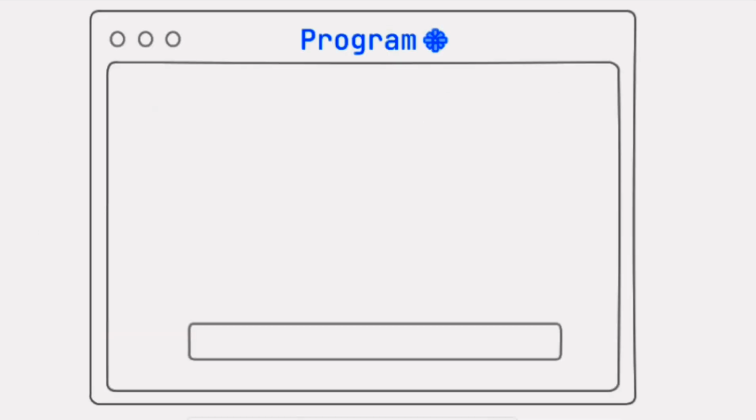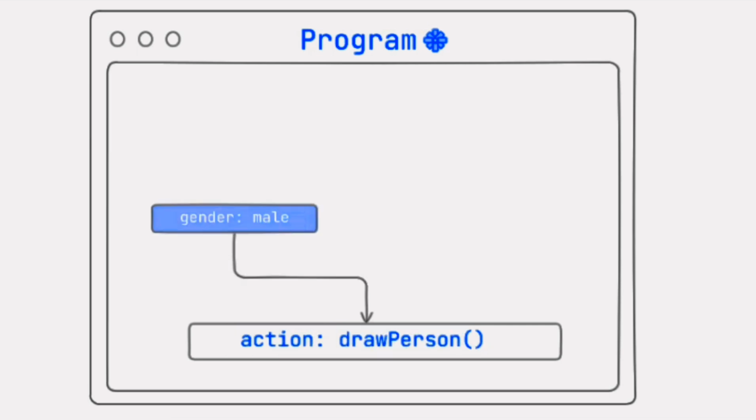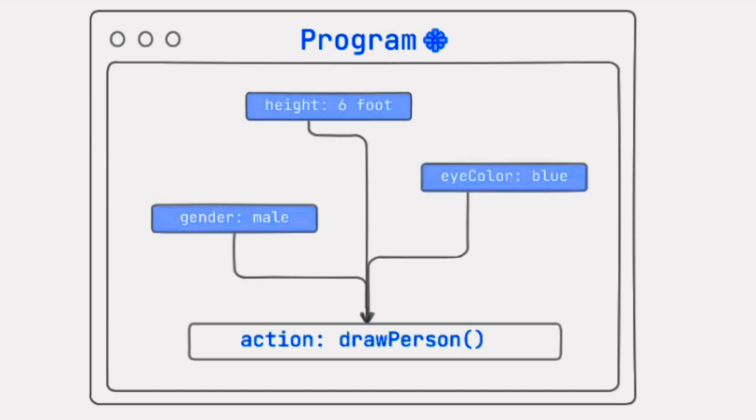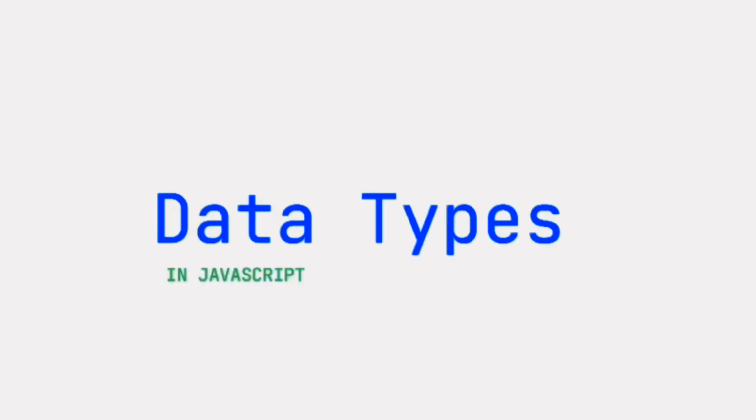We want our computer to perform an action, that is, run a program that draws a person who is male, 6 foot tall, and has blue eyes. And this, my friends, brings us to the concept of data types in JavaScript. So we're going to be talking about the 3 major data types in JavaScript.